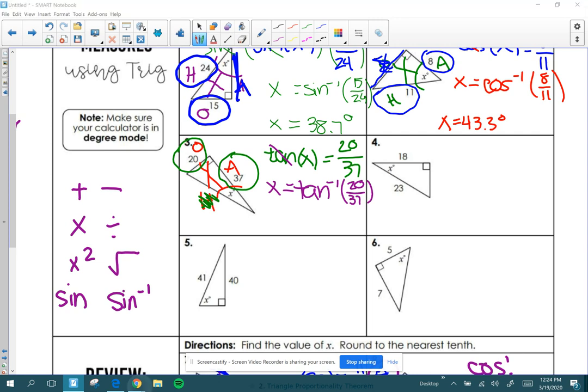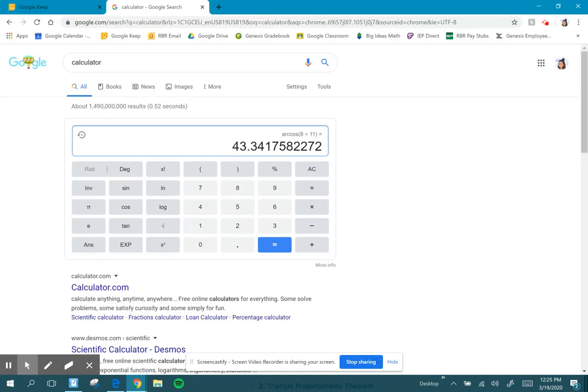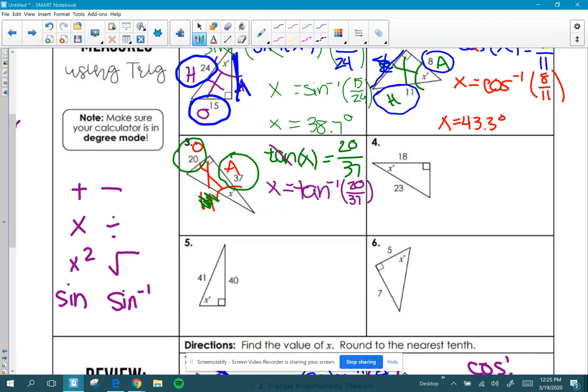So going back to the calculator, clearing it out, notice it changes back. I have to press inverse. Now I'm pressing tan, and then it's 20 divided by 37. Close parentheses, enter. It's 28.39. That rounds up to 28.4. So X equals 28.4. We're talking about an angle measure, so it's always degrees.